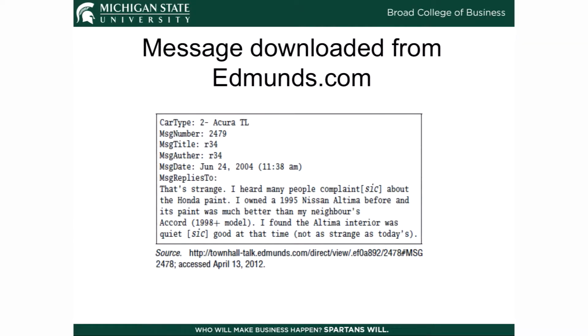Okay. So this is a message that's downloaded from edmunds.com, right? So it's just people talking about cars. Text mining, I don't need to explain what text mining is. Picture says everything. And then you have these attributes and co-mentions. So you have Toyota Camry and you have Volvo. And people have talked about Toyota Camry and Volvo. So what about the co-mentions?